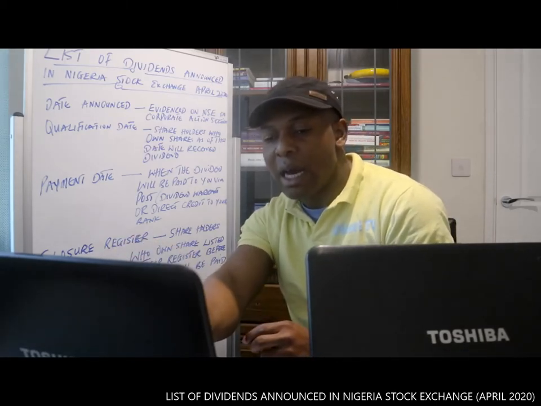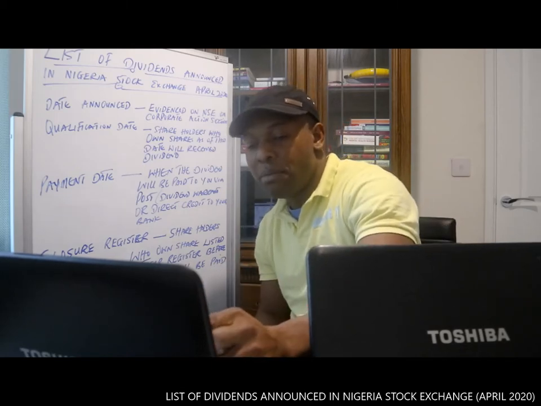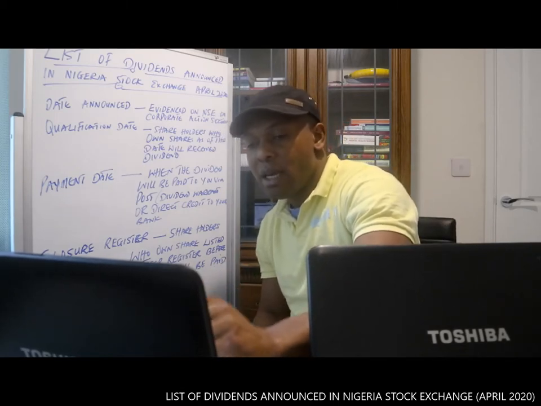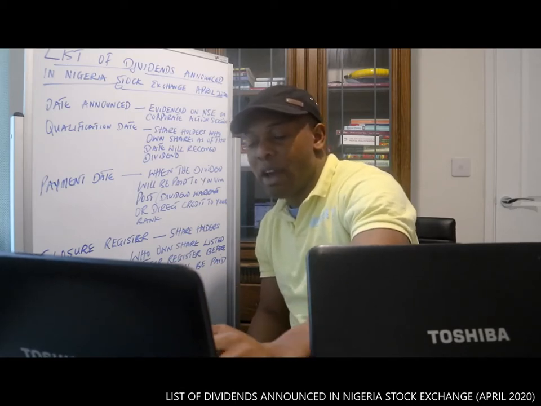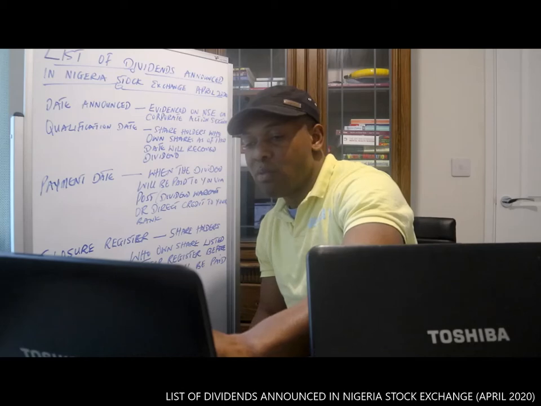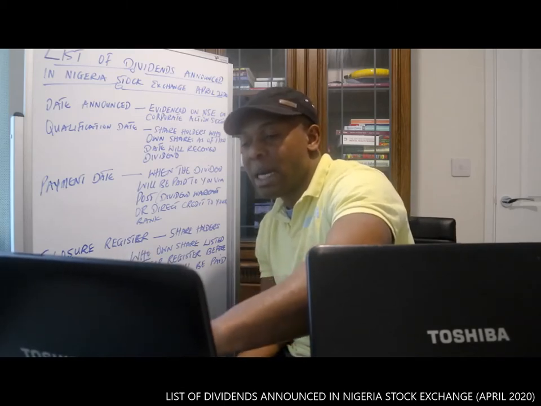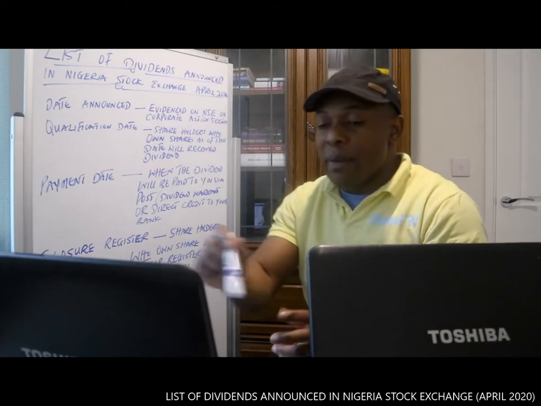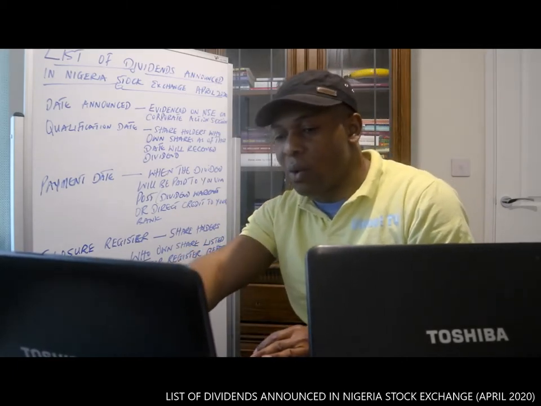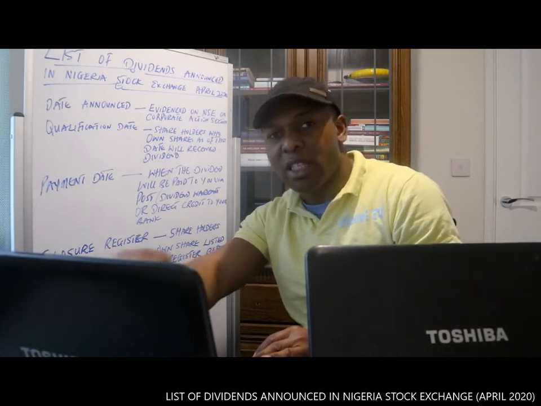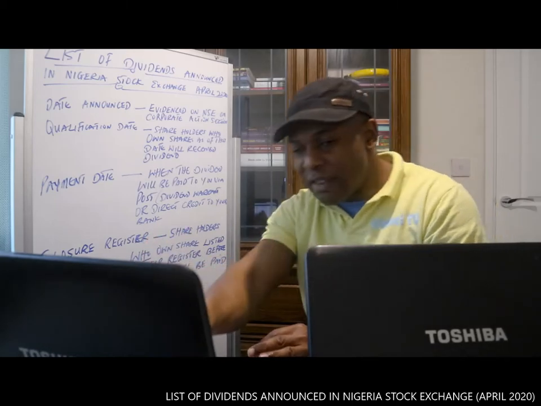Then UBA declared 80 kobo on 2nd of March. No bonus. Closure of register 16th to 20th of April. Annual general meeting is 26 March. Payment 26 March. Qualification date 10th March. But at the present time, due to COVID-19, this was cancelled. So this payment has not been done at the present time, as far as I'm concerned. As far as I know.